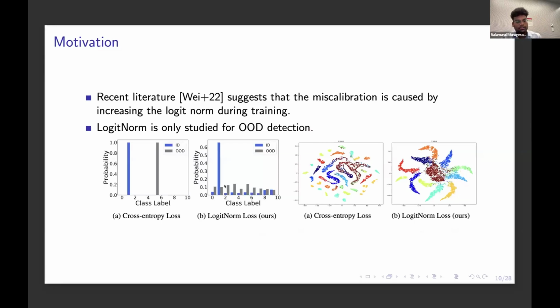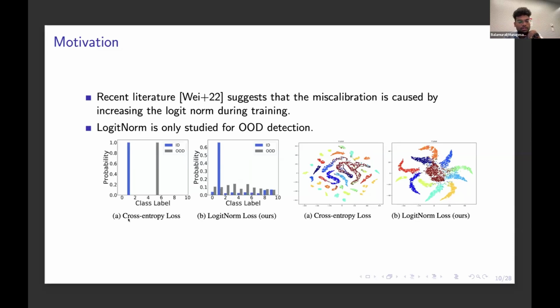And this is another method called logit norm. I showed you the figure where, when you are training across epochs, the model becomes overconfident, which means the logit value keeps on increasing. In this work, they noted that the overconfidence is due to the increase in logit norm. So they proposed a loss function wherein they restrict the logit norm from becoming too high. It was mainly studied for OOD detection.